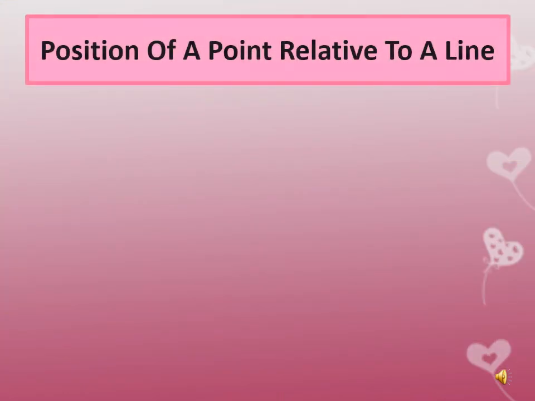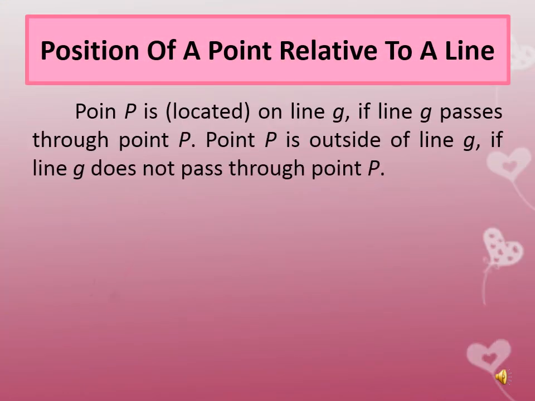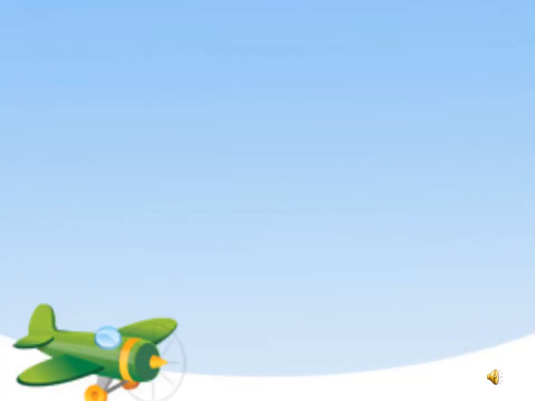Position of a point relative to a line. Point P is located on line g if line g passes through point P. Point P is outside of line g if line g does not pass through point P.